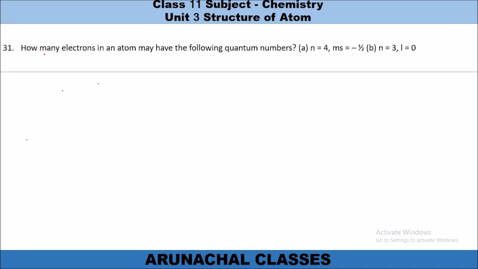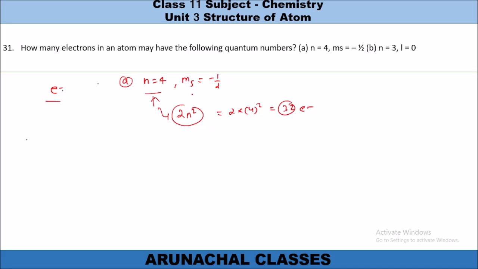In question number 31, it is given: how many electrons in an atom may have the following quantum numbers. The case is first A, when n value is 4 and spin quantum number is given as minus half. So we have to find the total number of electrons here in a shell. So n value is 4 means how many electrons we can find, it will be given by 2n square. So 2 multiplied by 4 square, that is 4 4 16, 16 2 32. So it will be 32 electrons.